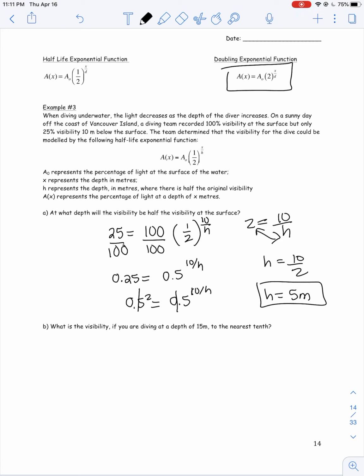So that means that when we go from 100% visibility to 50% visibility, it's when you go 5 meters below the surface of the water.